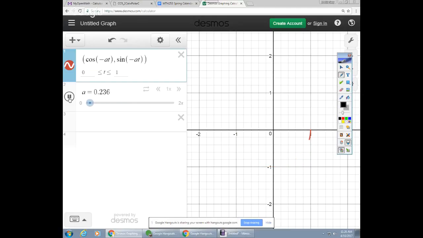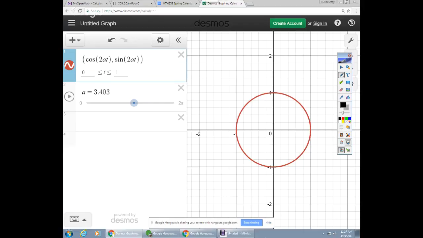Other things I can do is play with the speed of the parameterization. Maybe t, or a, is time in seconds. What would happen if I get rid of the negative, make it go in the positive direction, and throw a 2 times in there? It graphs faster and longer. What's happening is, as I get to about pi, it completes the circle, and then it keeps going. So it's going to trace the circle twice in this case.